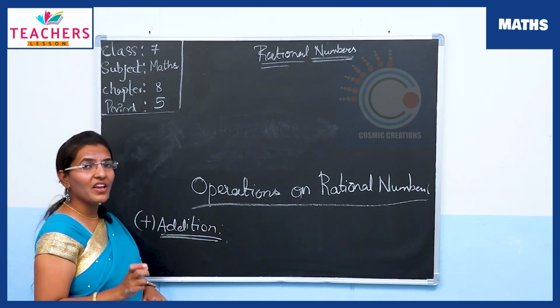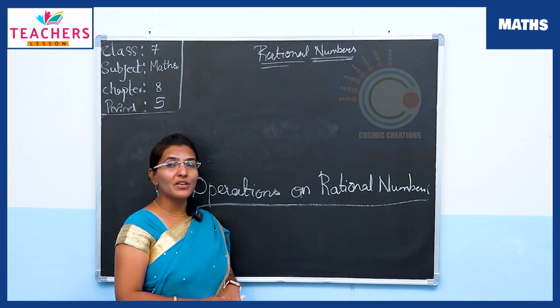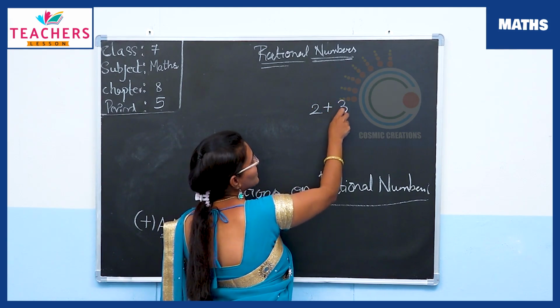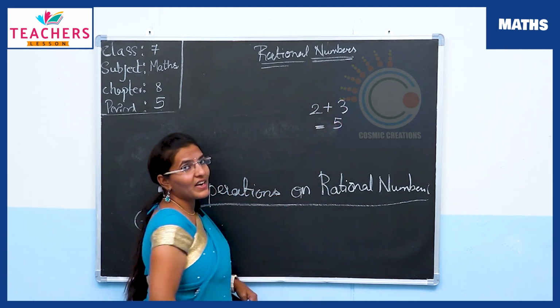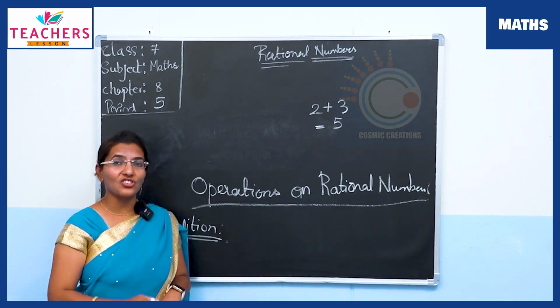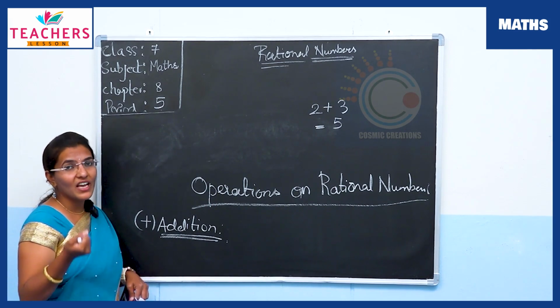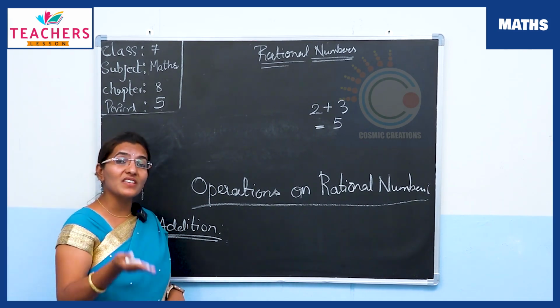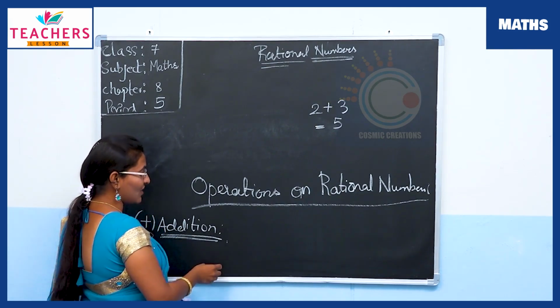Generally, for natural numbers or any numbers, how do you perform the arithmetic operation? First is plus. If you take any two numbers, 2 plus 3, you write 2 plus 3 is 5. This is for natural numbers. Then what about rational numbers? Rational numbers are generally in the form p by q. So how do you perform the arithmetic operations for rational numbers? We are going to learn now. First is addition.